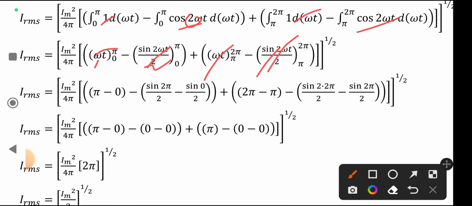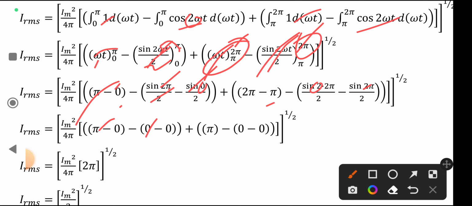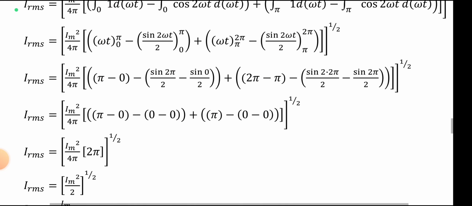Now apply the limits. In the place of omega t apply pi, minus 0, since substituting 0 gives 0 only. The same thing here: first 2 pi, next pi. Already we have 2, and again this 2 pi, so 2 into 2 pi. Sine 2 pi value is 0, and 0 by something is 0. Sine 0 is 0 also. 2 pi minus pi becomes pi. This term is also 0, because sine 2 pi is always 0.